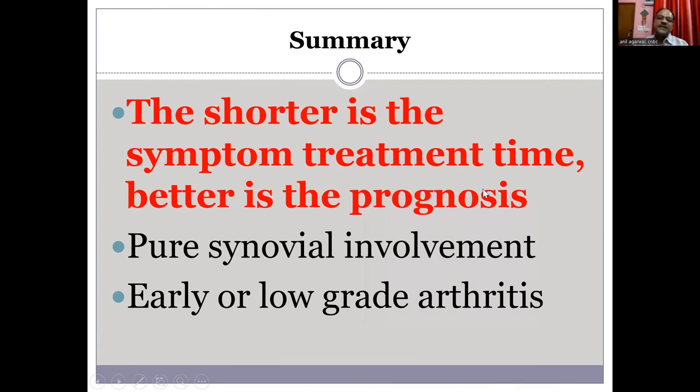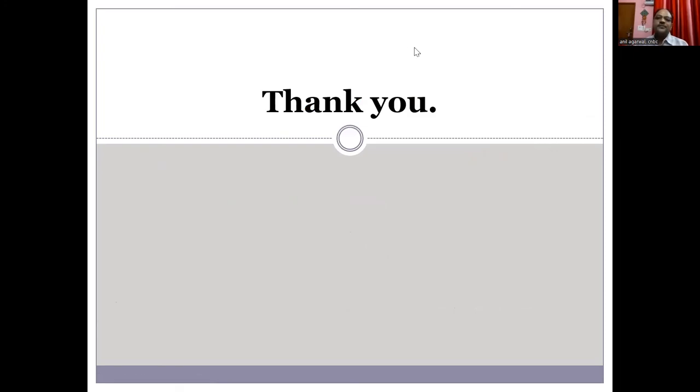So the summary is that prognosis is better when you detect the disease early and start the treatment early, and good treatment, good outcome can be expected only during the synovial or low grade arthritis stage. Thank you.